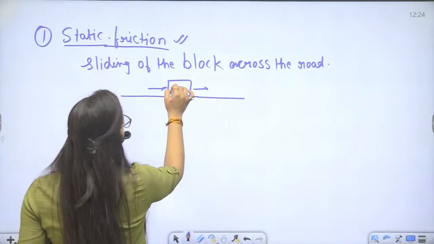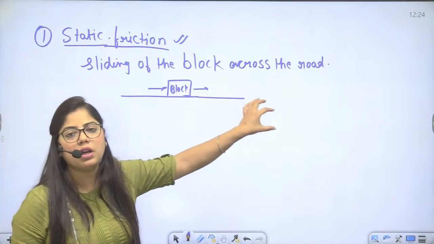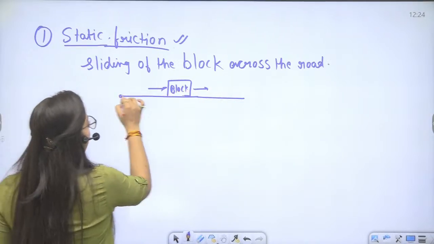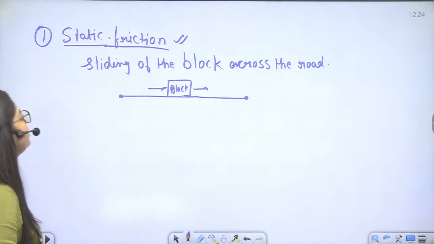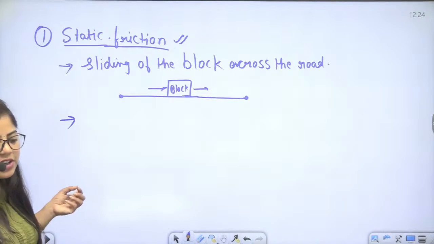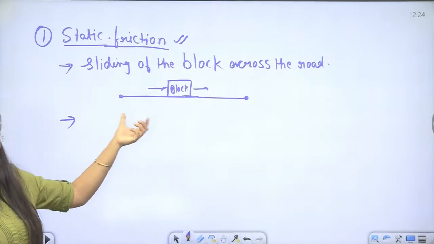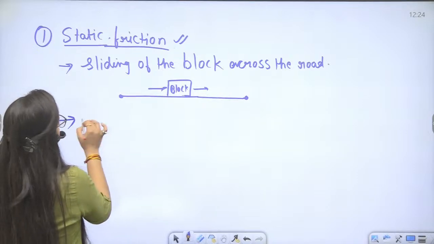This is the block sliding across the road, point A to B. Clear? Another example of this static friction: two cards sliding against each other in a deck.